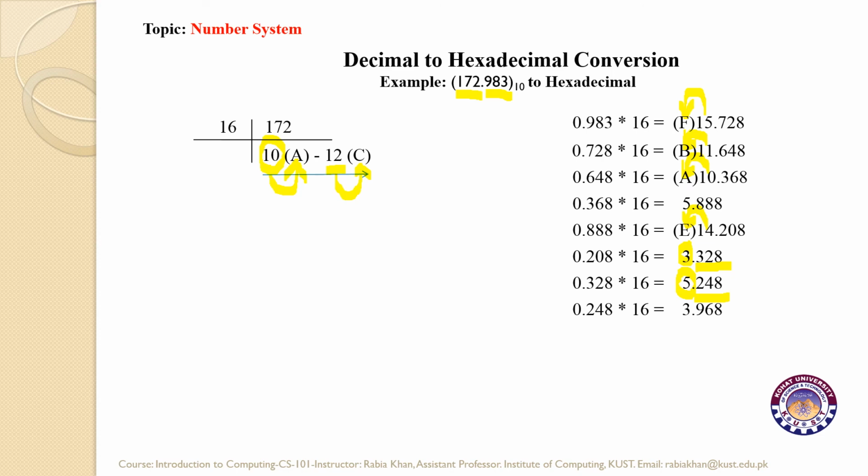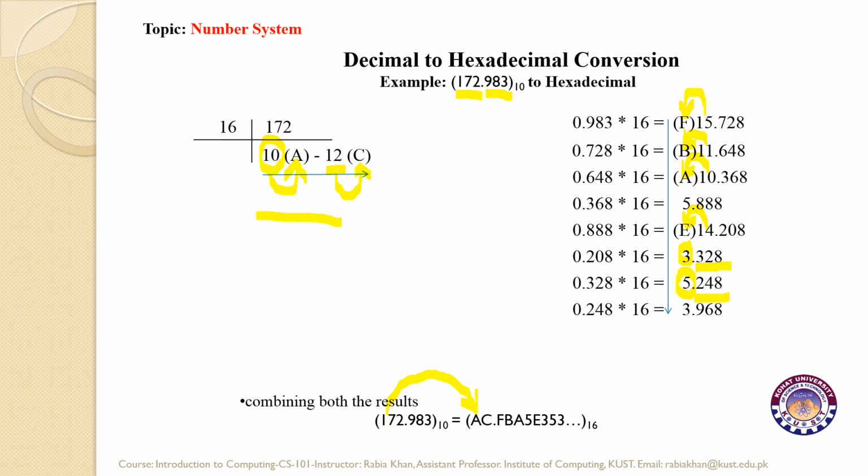Again you see it is a non-terminating product. The more you multiply, the more numbers are generated. So you can perform five to six calculations and stop the multiplication process. Here I stop the multiplication and write the answer in top-down manner. Now we have to merge both answers, the integer part and the fractional part. So 172.983 in base 10 is equal to, the integer part is 172 and it is equal to AC in hexadecimal, as you can see here.